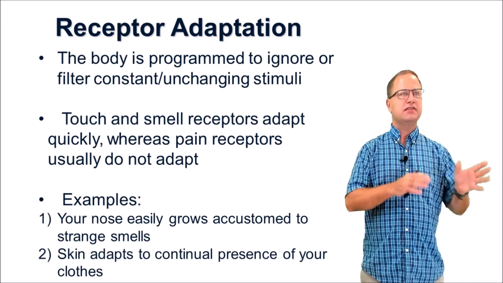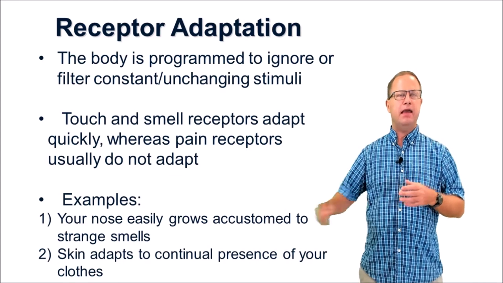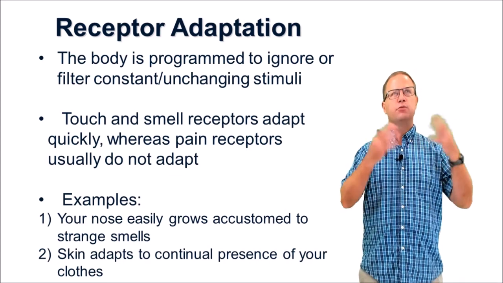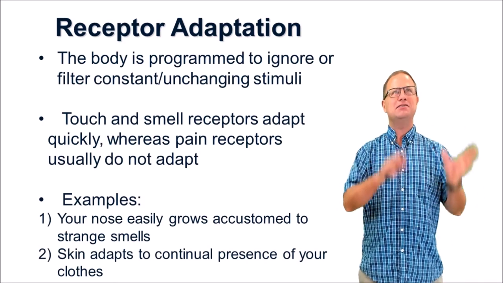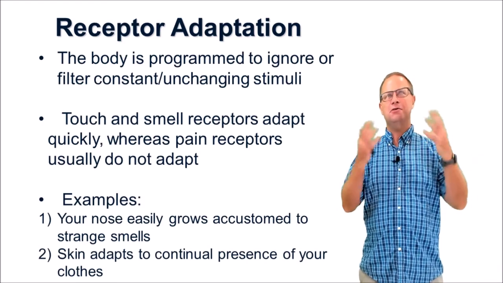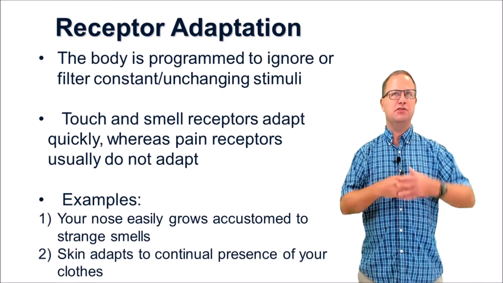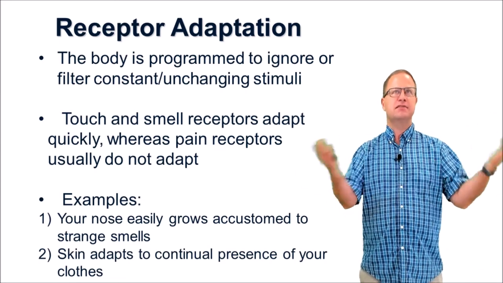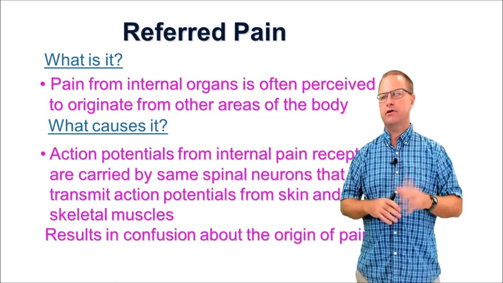So senses like touch and pressure, they adapt very quickly. Senses like pain do not usually adapt. Now, the reason pain doesn't adapt is because it's there as a protective function. Pain is telling you, don't use that joint or don't use that arm, it's injured, let it heal. And it wouldn't be productive if we just stopped reporting those pain signals because then we'd start using that arm again.